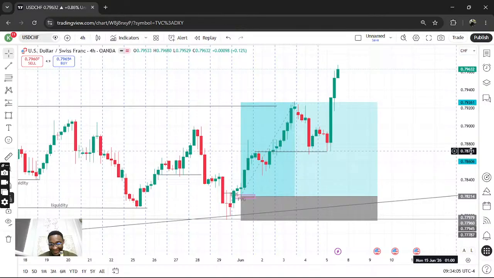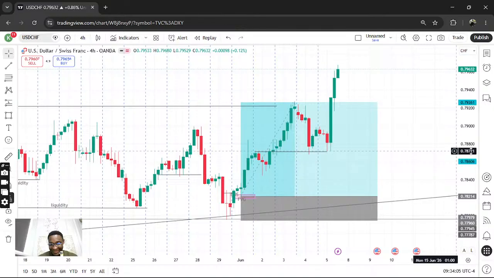Now, let me show you how that happened. When the market returned here, this particular point is a take out of liquidity. There's a liquidity line here. The market took it out, and then this particular flag was created. If you go to hourly time frame, this small range that formed here is a flag, and this is the continuation of that flag.